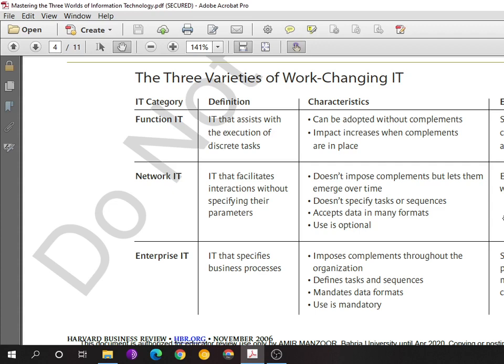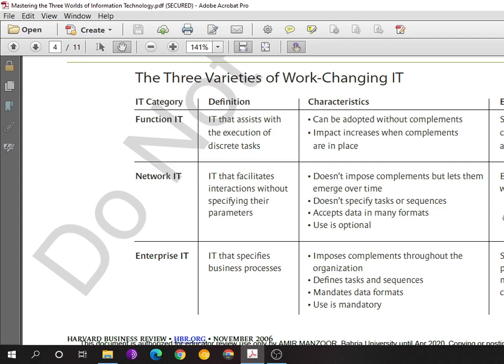When I say complement, I mean when different IT categories working together give you more advantage than they would if they were working in isolation. So network IT helps you create more network effects out of those technologies being used. It doesn't specify any task or sequences. These kinds of technologies are not about doing your operational work. They are about connecting what you're doing at an operational level.